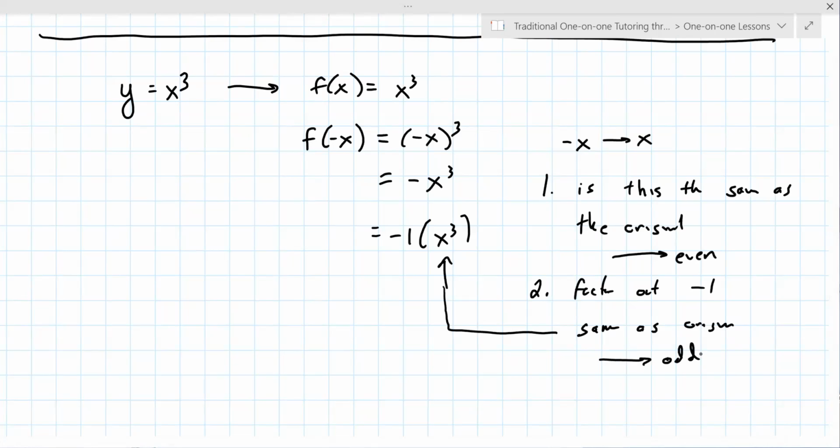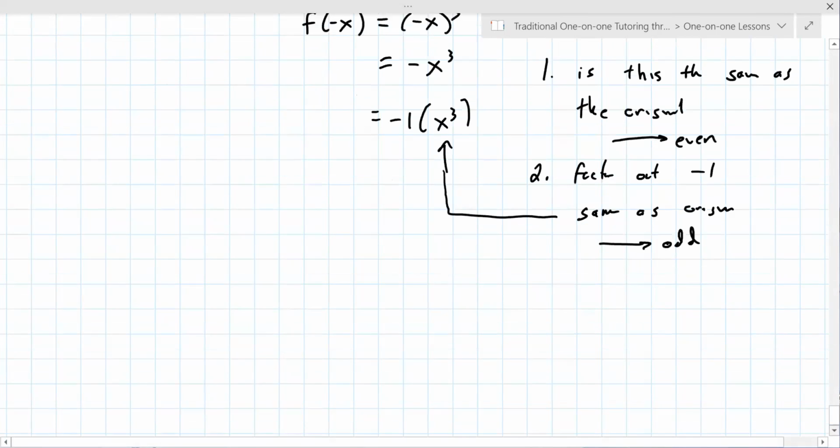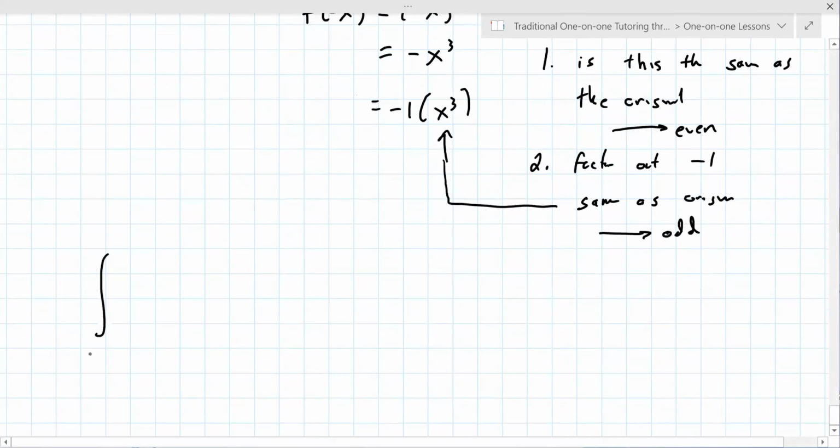That's how you know. But you'll start to remember which ones are odd and even. That's important here. The fact that this is odd helps us out here. So if I said, okay, what's the integral from 0 to 2 of x cubed dx?